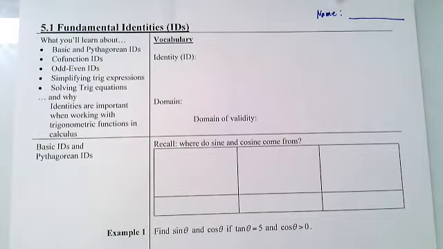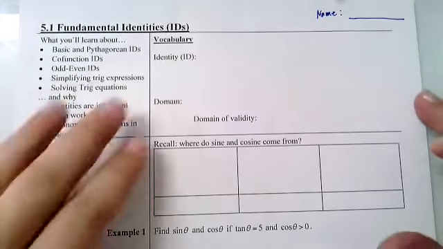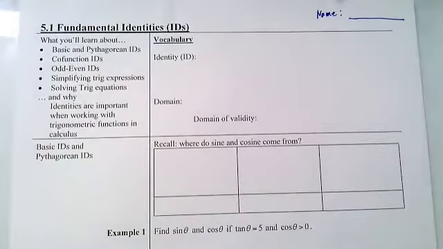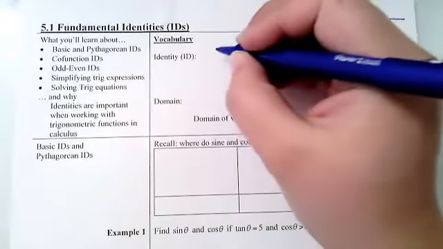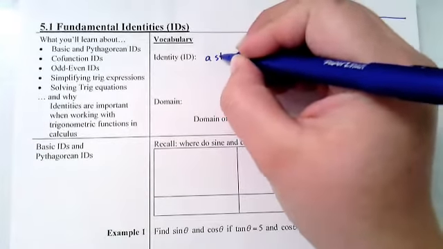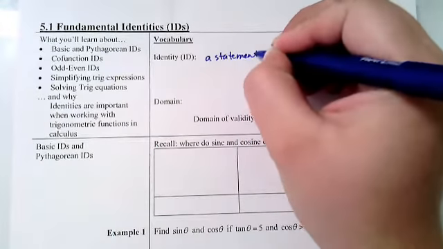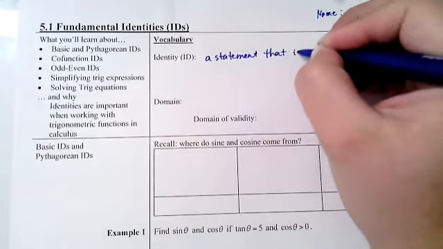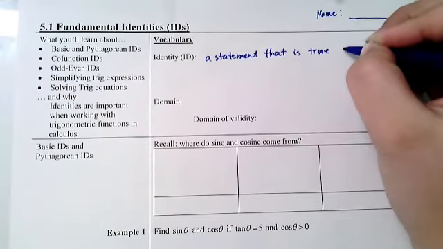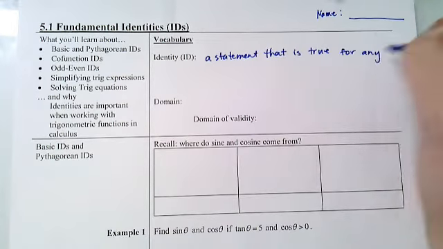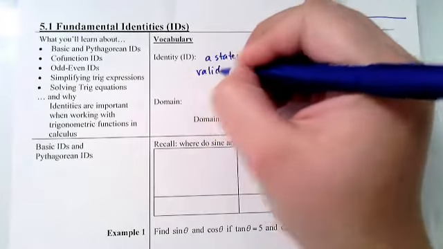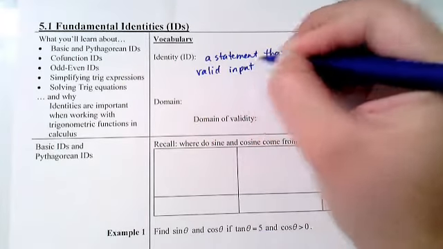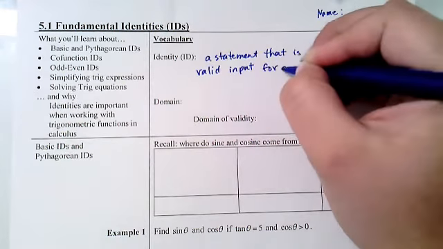So we're going to start out with our first vocabulary word, which is identity. Throughout the entire chapter, we're going to abbreviate identity with just ID. So we're going to start out with some fundamental identities. And an identity is any statement that is true for any valid input for an equation.